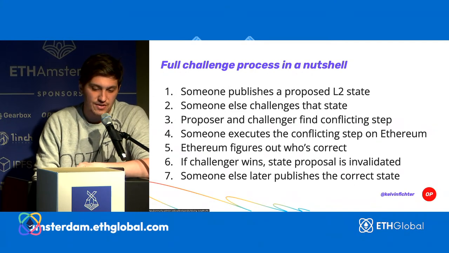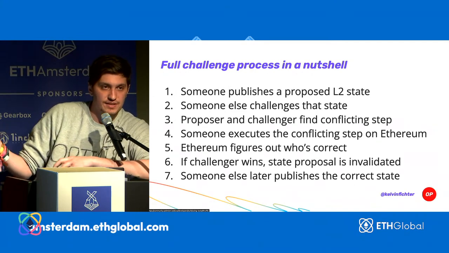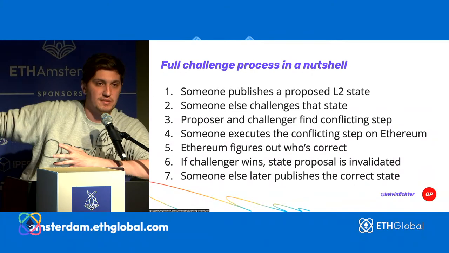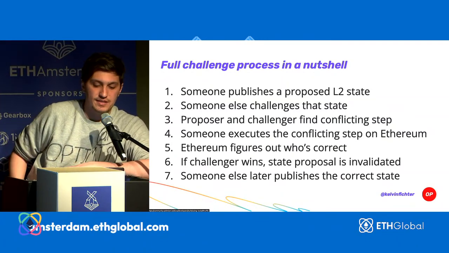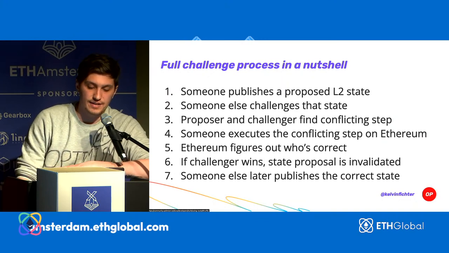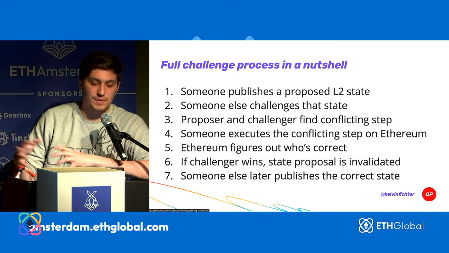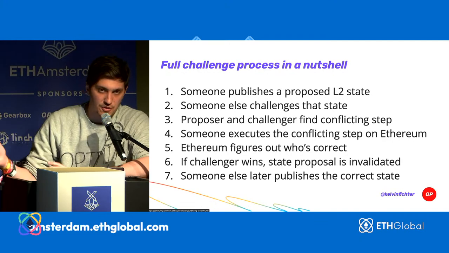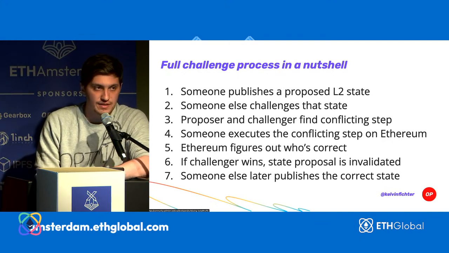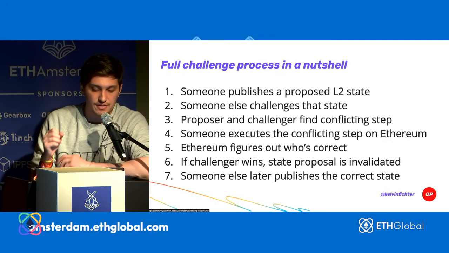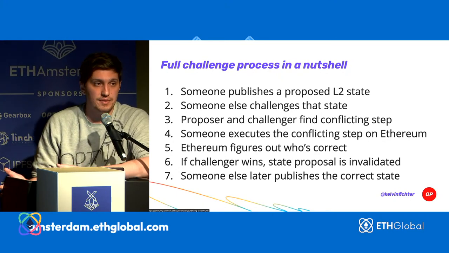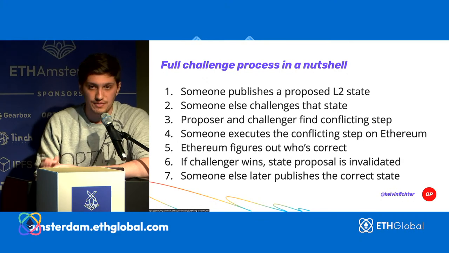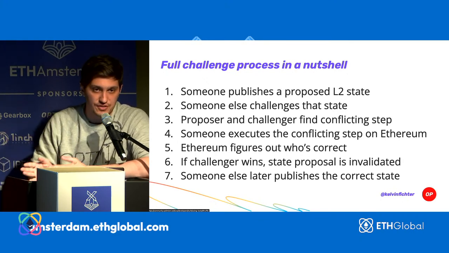So just to reiterate the full challenge process in a nutshell, someone publishes a proposed version of the L2 state. This takes the form of a hash. Then somebody else comes in and challenges that state. And then the proposer and the challenger play this game where they go back and forth and try to find the first step where they disagree. And so you find that step. So one of them now executes that machine step on chain, literally just like a virtual machine instruction on chain.